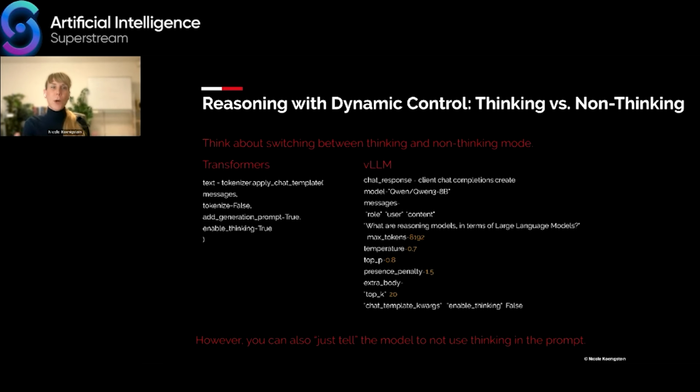So what you ideally want is to reason with dynamic control, thinking versus non-thinking. And the good news, if you don't already know, is that you can actually switch between the thinking and non-thinking mode. Many common frameworks provide this. But even if not, and I tested this and it worked surprisingly well, you can just tell the model in the prompt to not use thinking. And you see here with transformers, so with Hugging Face, TGI, and vLLM, they have functionality that lets you actually turn it off.